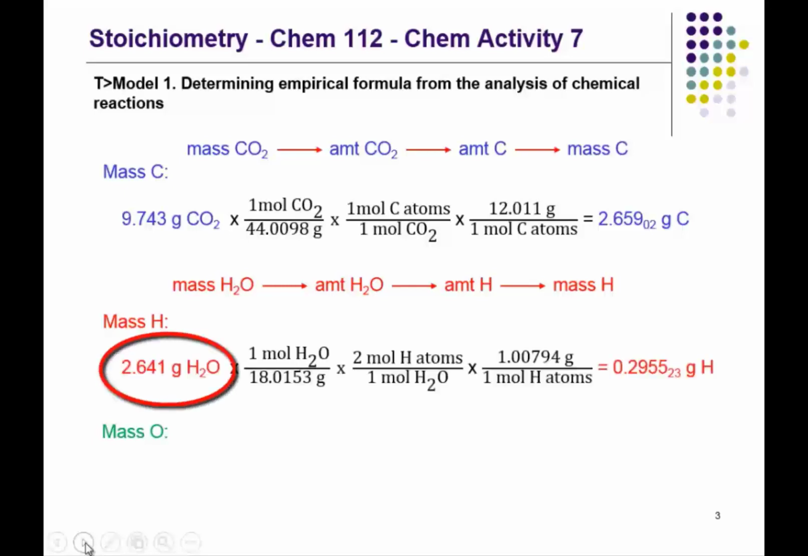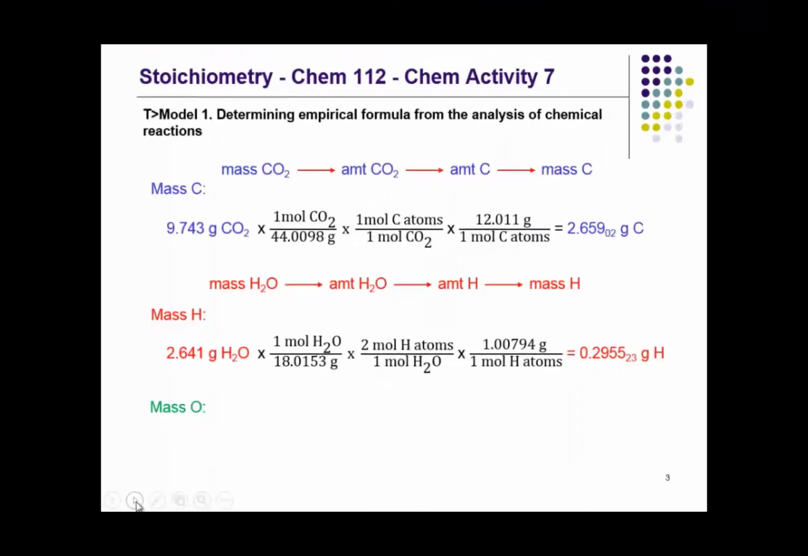2.641 grams was the mass of H2O that was formed as a result of the combustion. Multiply this by the conversion factor involving the molar mass of water, then by the conversion factor that there are 2 moles of H atoms for every 1 mole of H2O, and then finally multiply by the molar mass of hydrogen. Note that we multiply by the molar mass of monoatomic hydrogen, not the molar mass of diatomic hydrogen, nor the molar mass of H2O. Now I have the mass of hydrogen in the original compound, the 0.295523 grams.